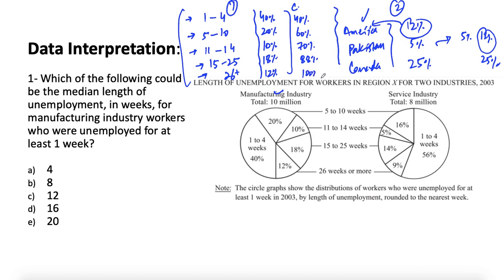So that means, as this is already arranged, the median, which is the 50% mark, must lie somewhere in this range, which is 5 to 10 weeks. So that's why we will look for the option which lies from 5 to 10, and that is option B, 8 weeks, right? Okay.